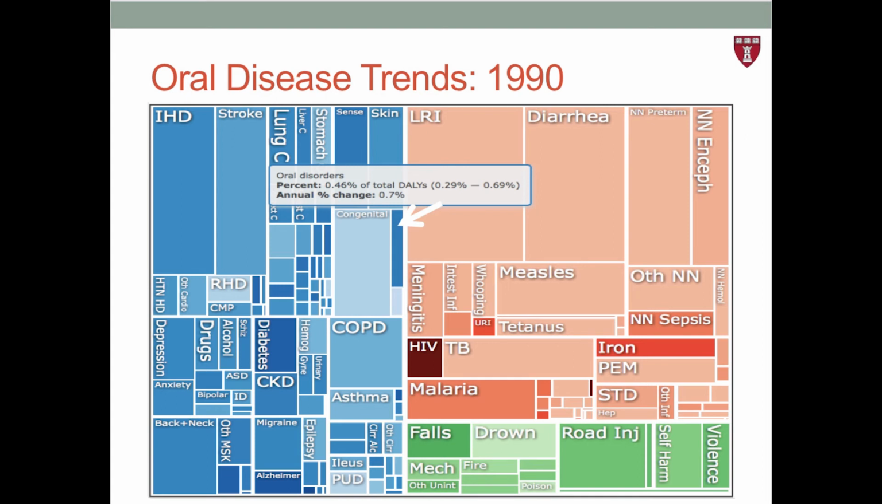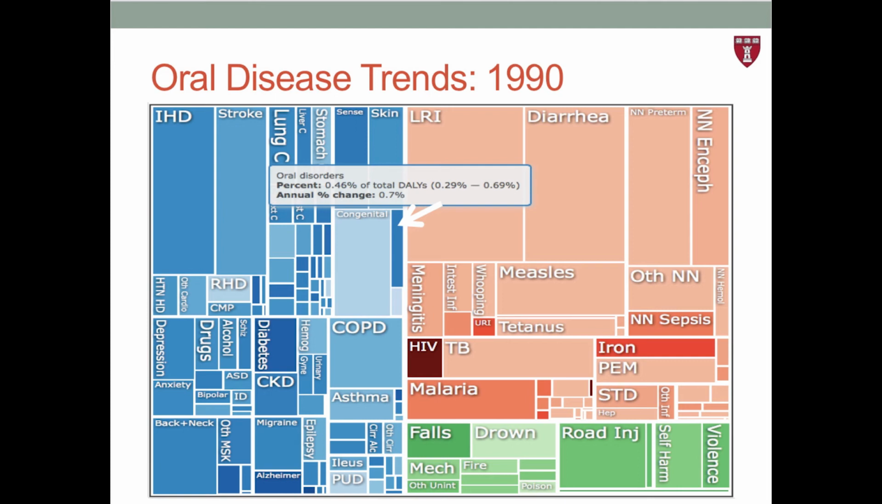So you remember this graphic. This is the 1990 Global Burden of Disease Study graphic. Oral diseases here are part of the blue, and you can see I've highlighted this. They're part of the blue category, the non-communicable disease category. So that's the oral disease box, labeled generally oral disorders. And these include caries, periodontal disease, edentulism, and severe tooth loss, as well as some other oral disorders.